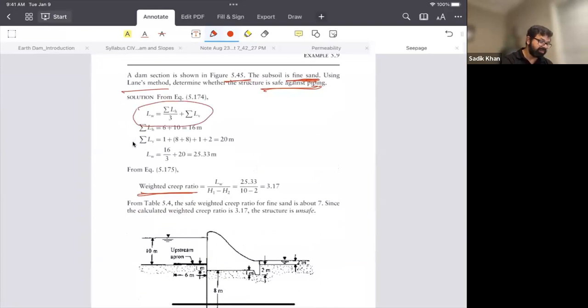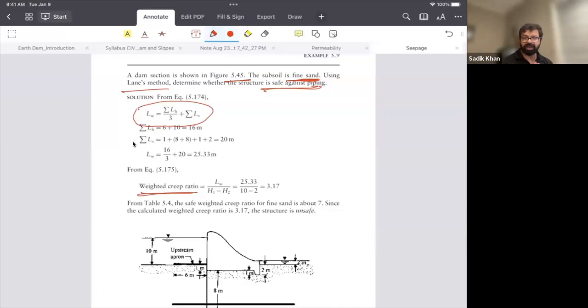Once we know the LW, we calculate the weighted creep, LW divided by the head difference, which is the same as the exit gradient, I exit. In other words, it's the length divided by the h, and then we compare. It's basically the inverse of that. Lane's method is just the inverse of it. Anyway, the formula is you have to calculate all the length along the vertical and along the horizontal.